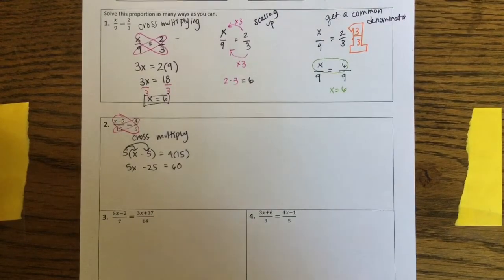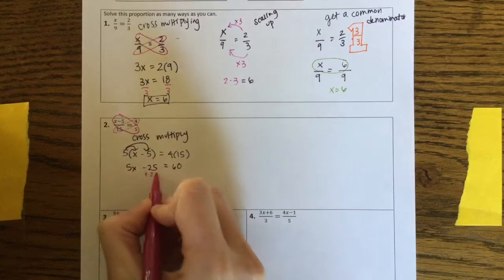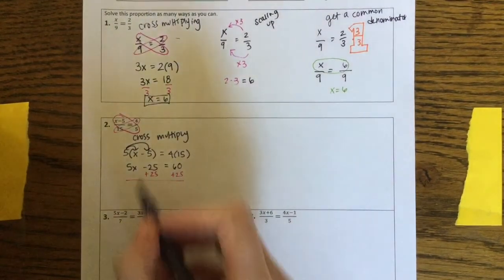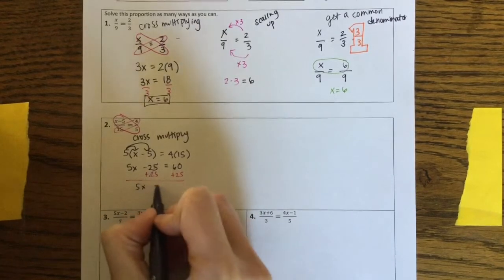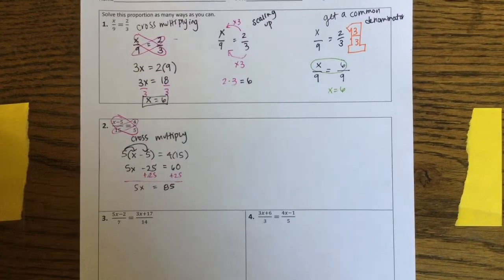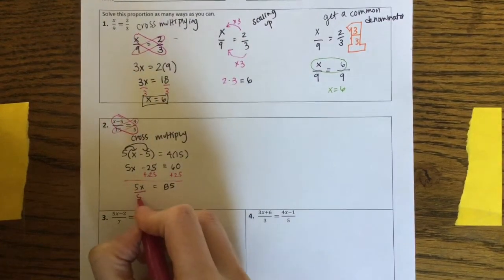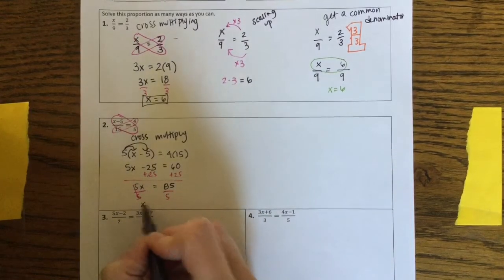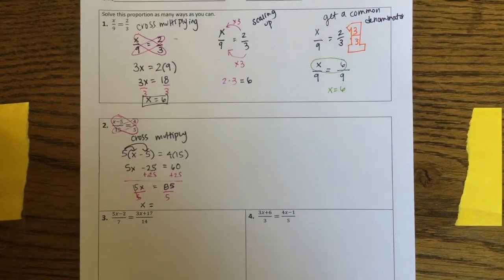Now that's just a 2-step equation that you could solve. So add 25 to both sides, and then 5x equals 85. Then to get x by itself, divide both sides by 5. And you would get that x equals, let's see, what would that be?